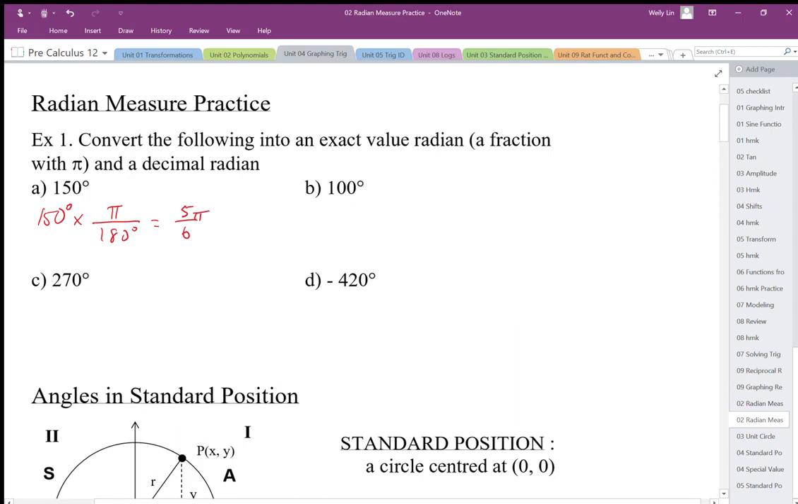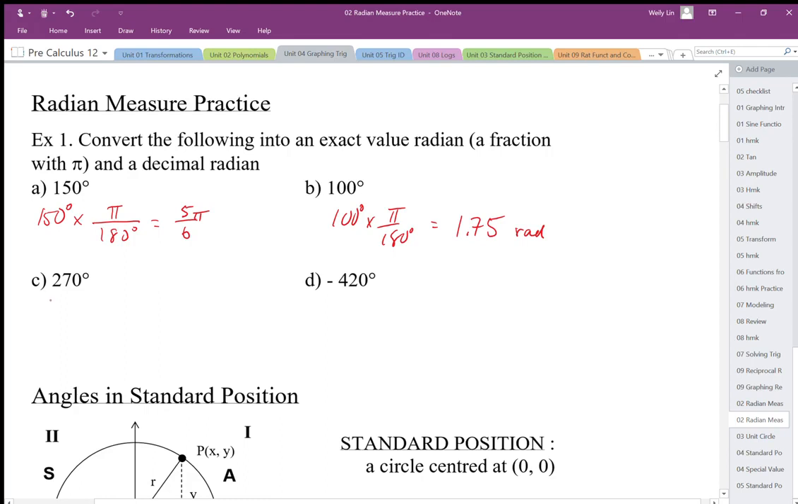100 is not a special angle, so I'm not going to bother with that one. I'm just going to use my same conversion. And instead of keeping it in terms of pi, I'm going to just give it a decimal. Although I can simplify that as an exact fraction, which is nothing wrong with doing that, and if you do that, that's perfectly fine. But since it's not a special angle, I'm just going to leave it as a decimal radian.